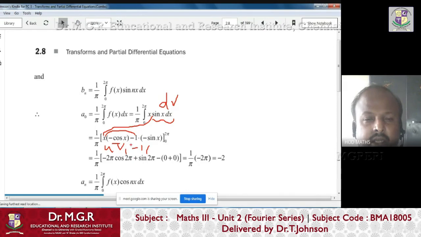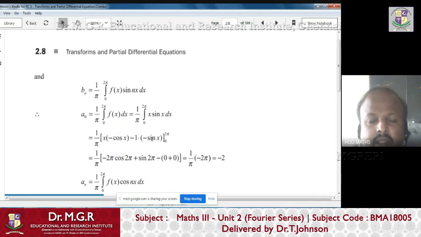Right? So now after applying Bernoulli's formula, we can substitute the limits. But before substituting the limits, we have to take care of certain things. Just now I told you sin n pi always takes the value 0 and cos n pi takes the value minus 1 to the power n. So whenever n is even, that is cos 2 pi, cos 4 pi, cos 6 pi, all take the value 1, and cos pi, cos 3 pi, cos 5 pi, all take the value minus 1, right?